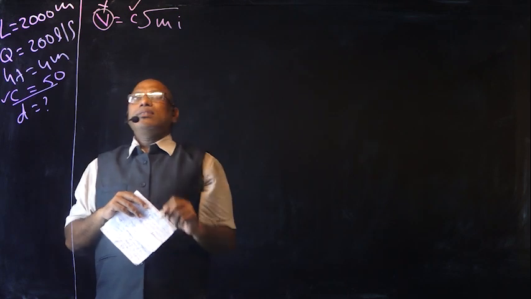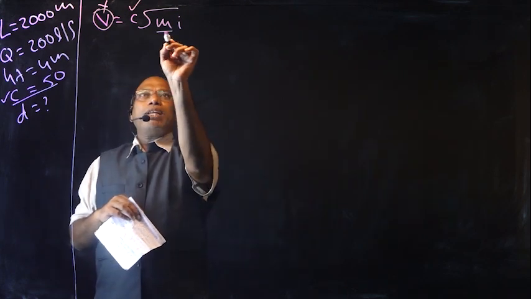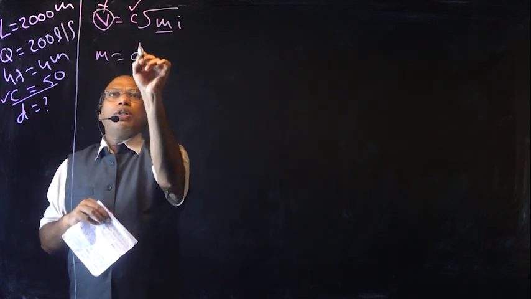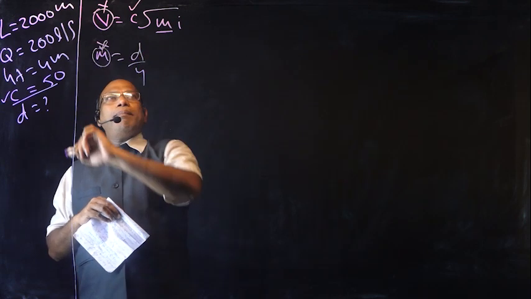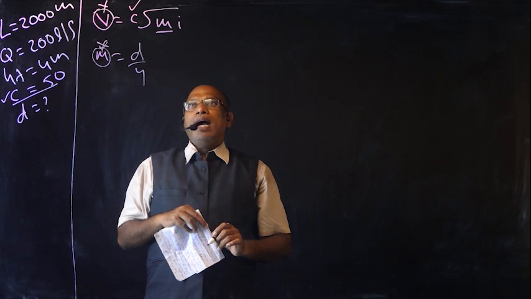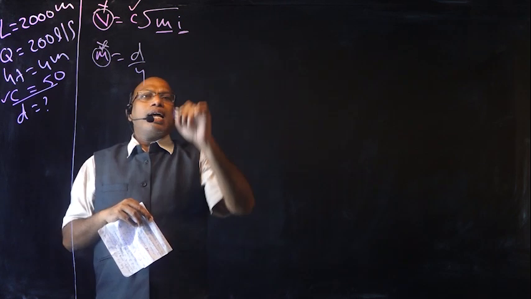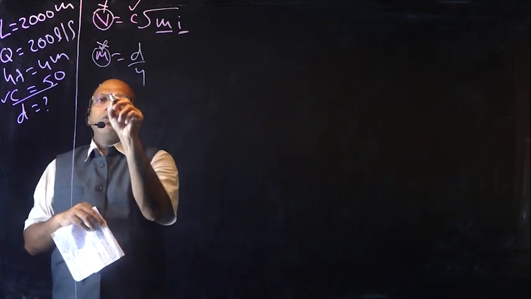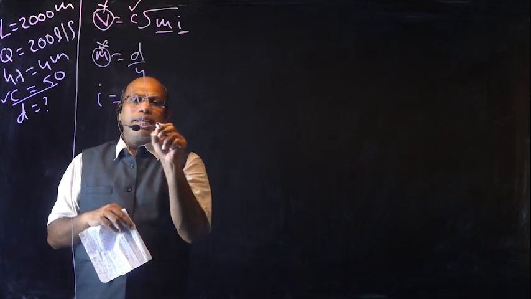C is given, C's coefficient given. M is nothing but hydraulic mean depth. Hydraulic mean depth M is equal to D by 4. So that M is also not given. And I is nothing but hydraulic gradient line. But from this equation, I is equal to, we know one formula, that is equal to HF divided by L.